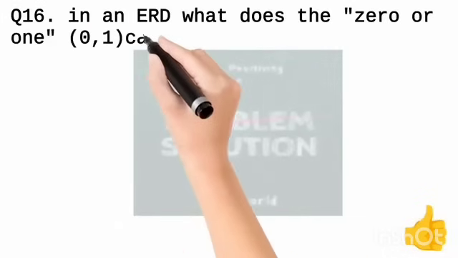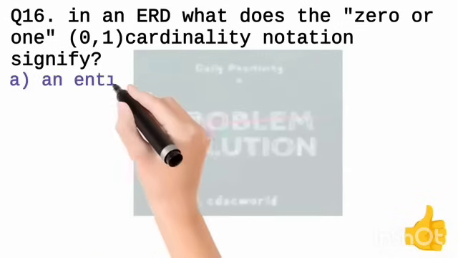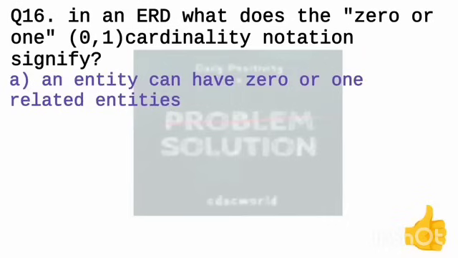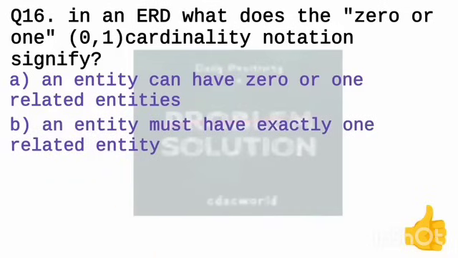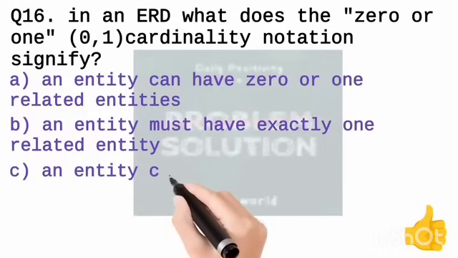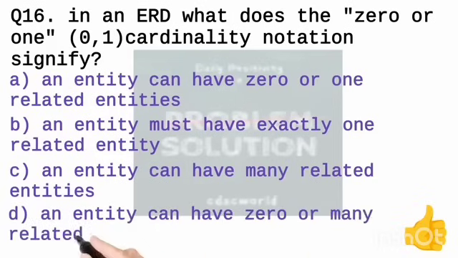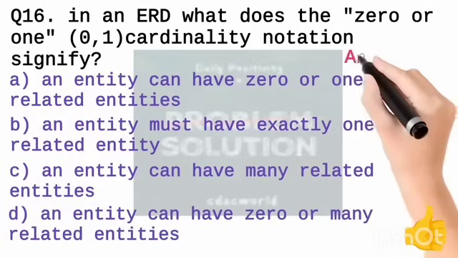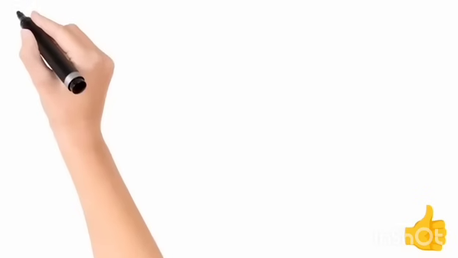Query number 16. In an ERD, what does the 0 or 1 cardinality notation signify? Option A. An entity can have 0 or 1 related entities. Option B. An entity must have exactly one related entity. Option C. An entity can have many related entities. And option D. An entity can have 0 or many related entities. And the answer is A. An entity can have 0 or 1 related entities.